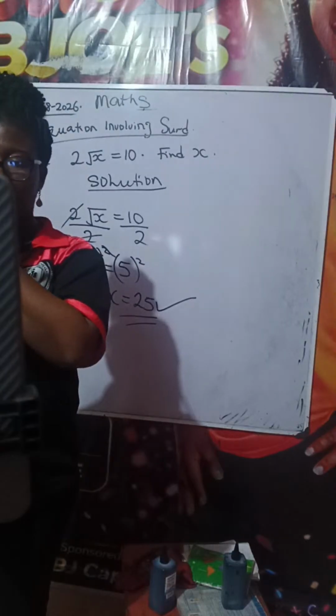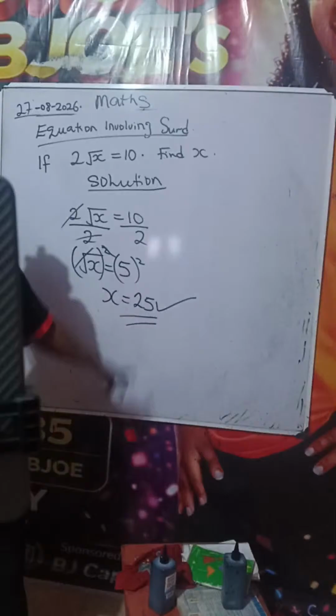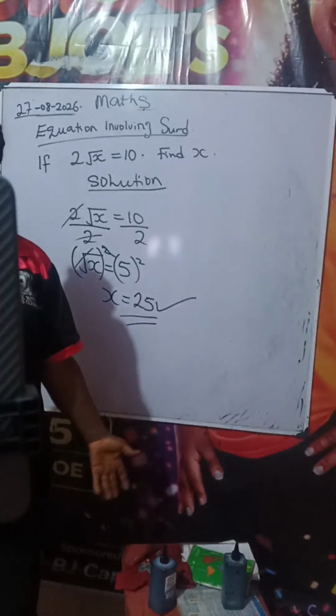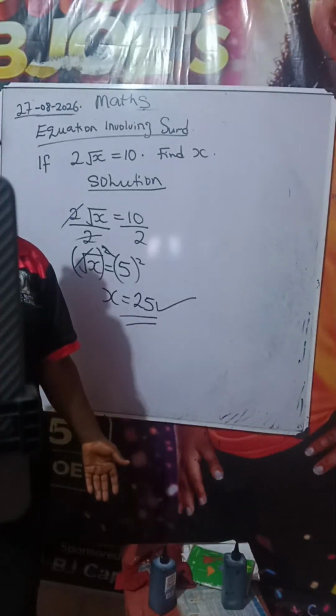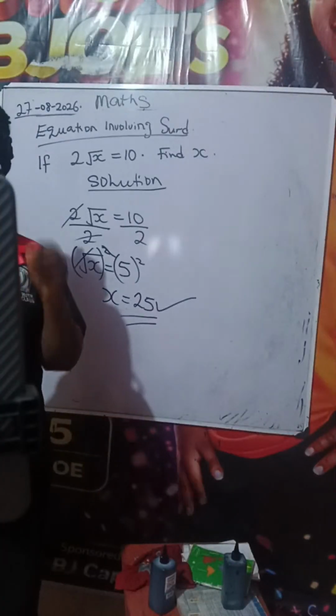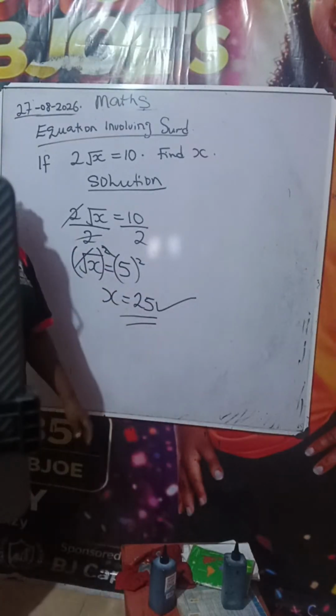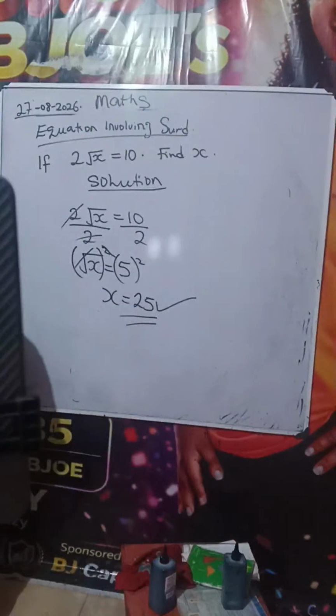That is not wrong, guys. Somebody said that 5 square is 25. It's not wrong. 5 square means 5 times 5, in 2 places, and that will give you 25. Okay, now are you ready for the next one?